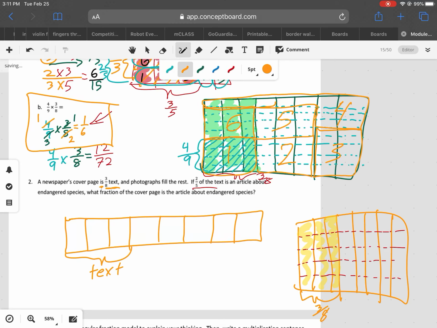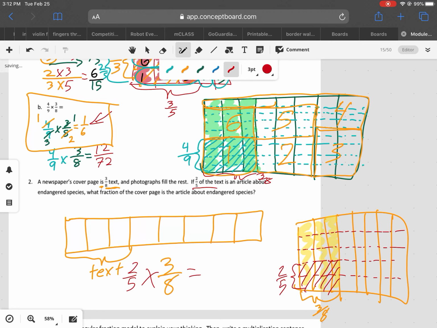And okay, so I forgot to write that down here. This is my 3/8. And now I need to shade in 2 of the 5. So I'm going to double shade this section here. Now the question asks, what fraction of the cover page in the article is about endangered species? So that section that's double is the endangered species. I know why I got confused by this one, because another question asks you something different, what's left over.